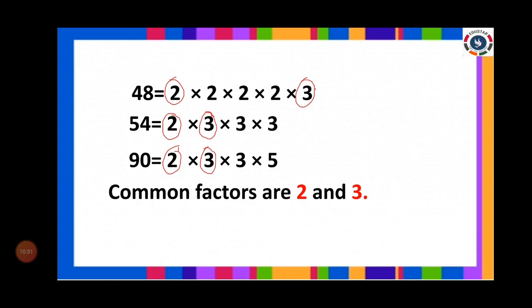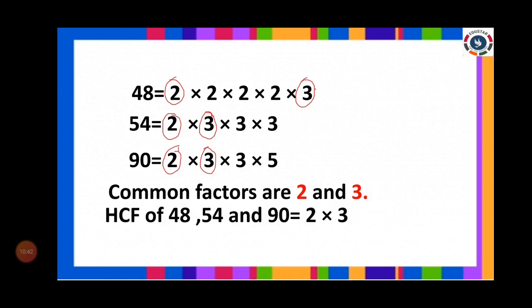Okay. So while finding the HCF, you should multiply the common factors. I mean the product of common factors, that is the HCF. So HCF of 48, 54 and 90 is equal to 2 into 3. We want to multiply these two common factors. 2 into 3 is equal to 6.